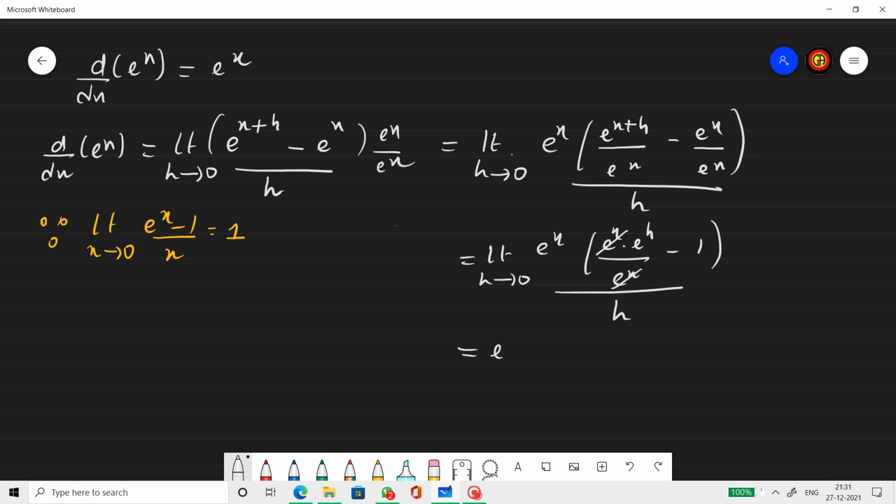So e power x is out: limit h tending to 0 of (e to the power of h minus 1) by h. Now this is in the standard form, right? Hence this will become 1. So e power x into 1 is e power x only. Hence differentiation of e power x is e power x by first principle.